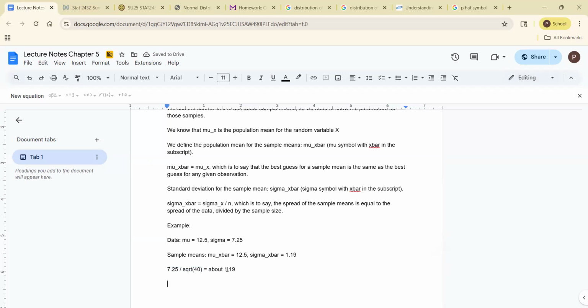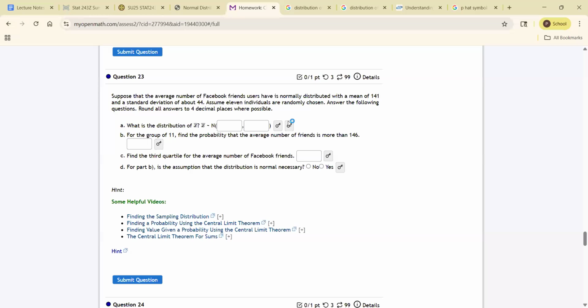All right. At this point, I'm going to do an example from the homework to show you how to use the central limit theorem to answer questions about sample means. All right, here we have a question from the homework. Suppose that the average number of Facebook friends is normally distributed with a mean of 141 and a standard deviation of about 44. Assume we have a sample size of 11, which is okay in this case. What is the distribution of the sample mean? That's our X bar right there.